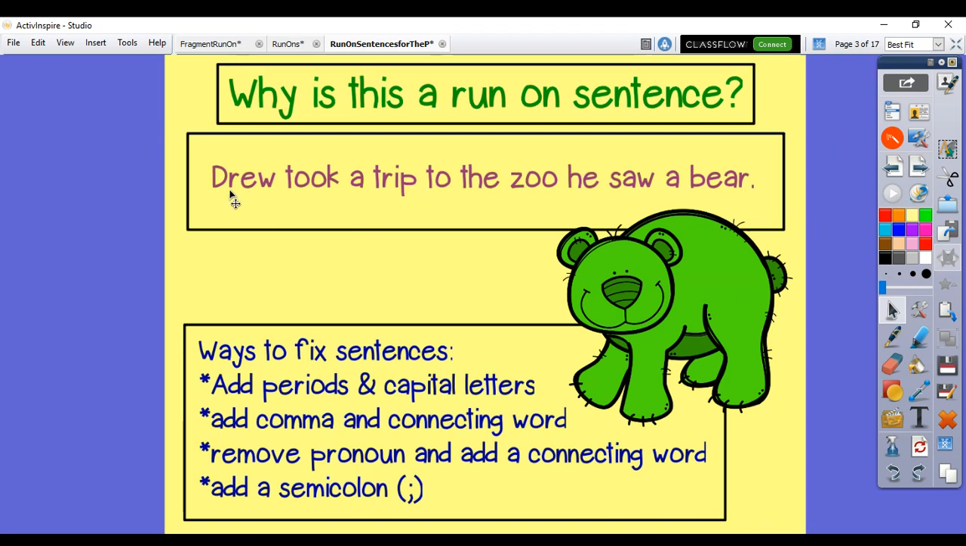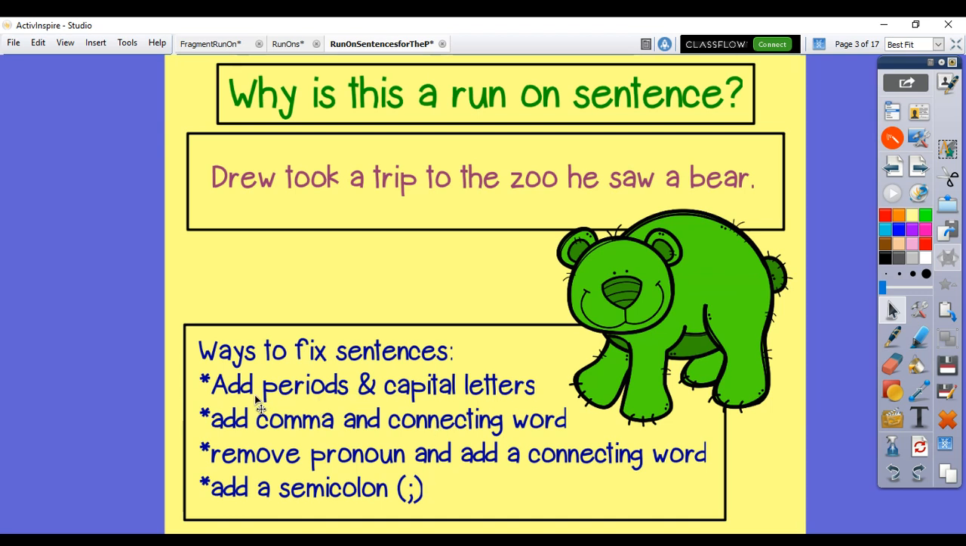Here's an example. Drew took a trip to the zoo. He saw a bear. You guessed it, right away this is two sentences combined together, but not the right way, making a compound sentence like we learned last week, but just by smushing two sentences together. So that is incorrect. Making a compound sentence is one way to correct it, but there are other ways to correct it as well. There's actually 4 different ways I'm going to show you today.